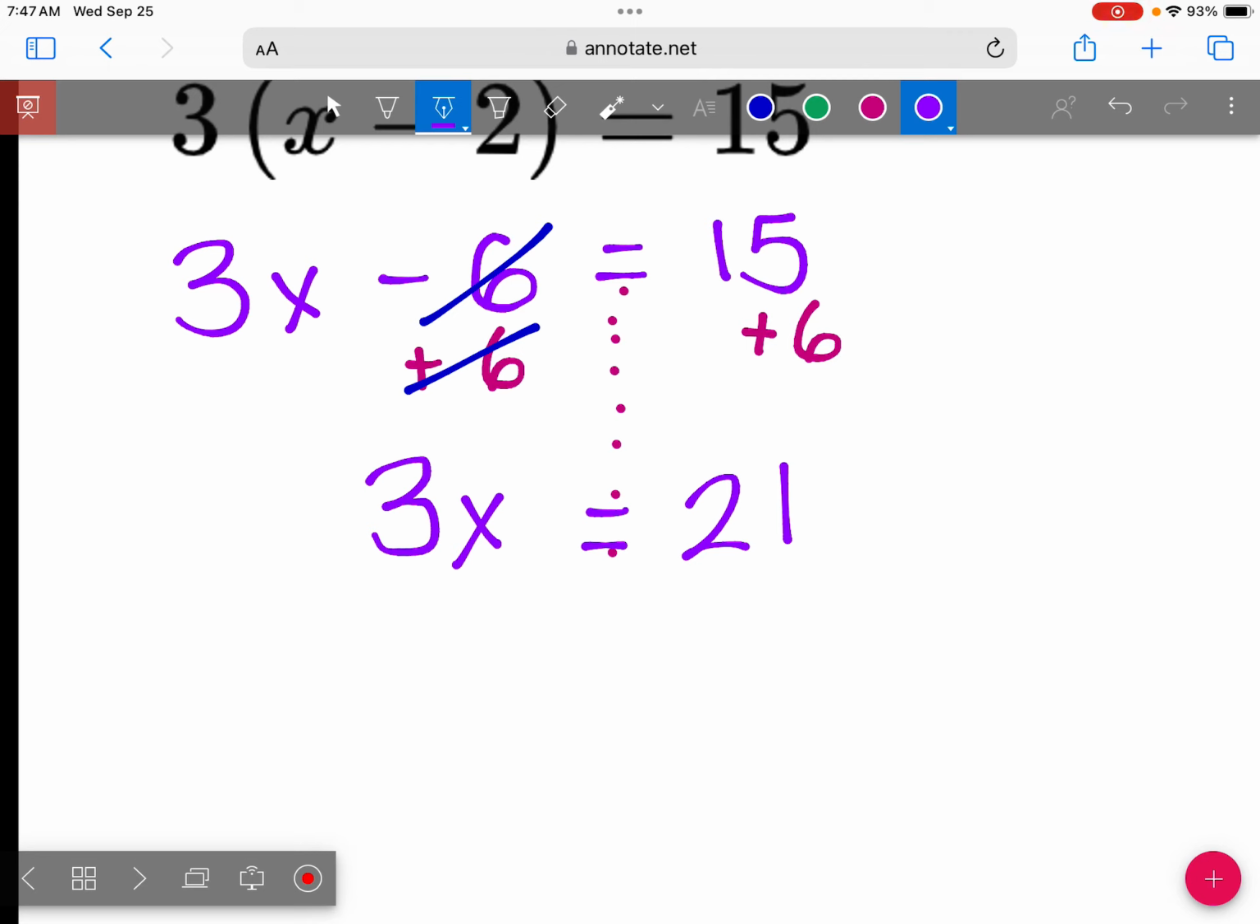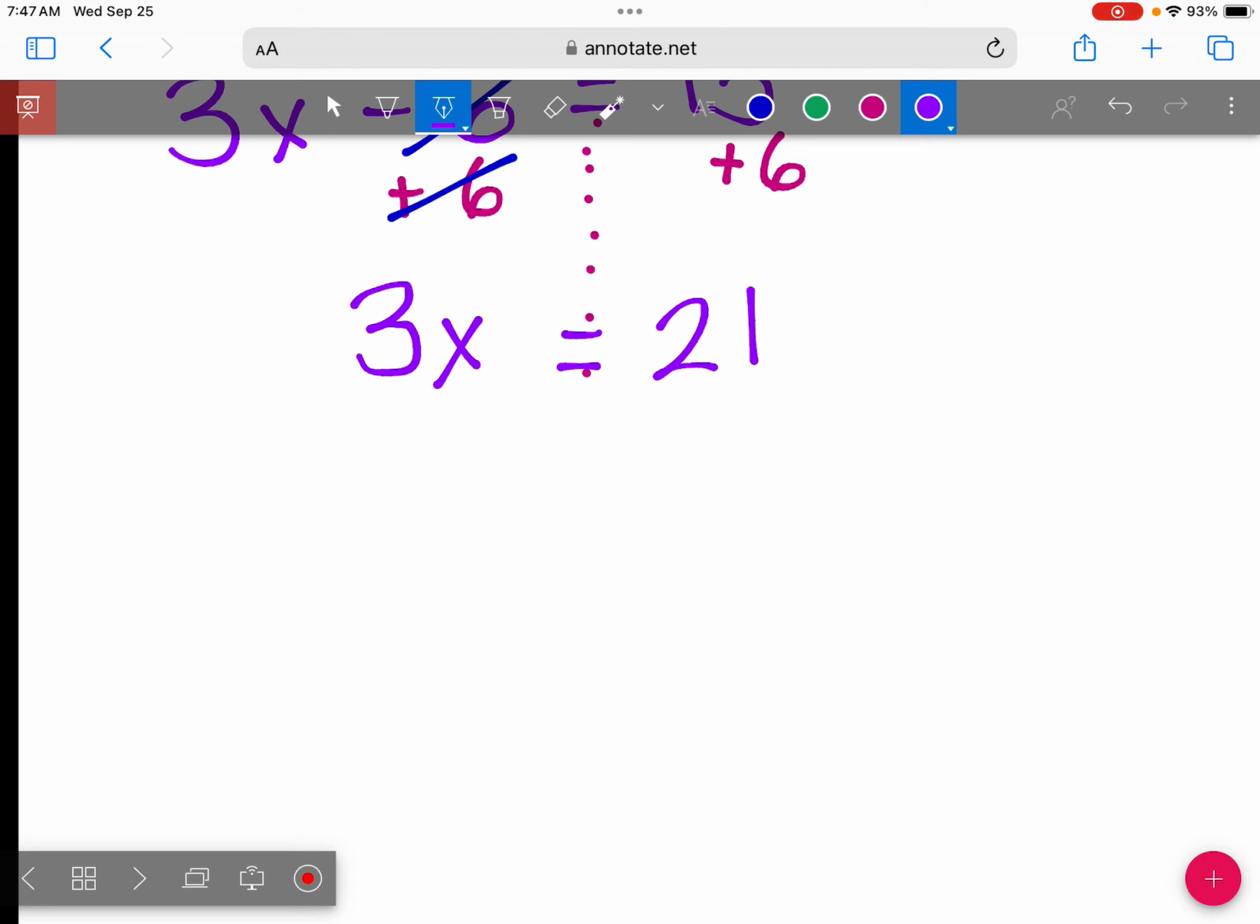(21). 15 plus 6. Which is absolutely 100% something you can type in the calculator. 15 plus 6, totally fine. What do we do next? How do I figure out what x is?